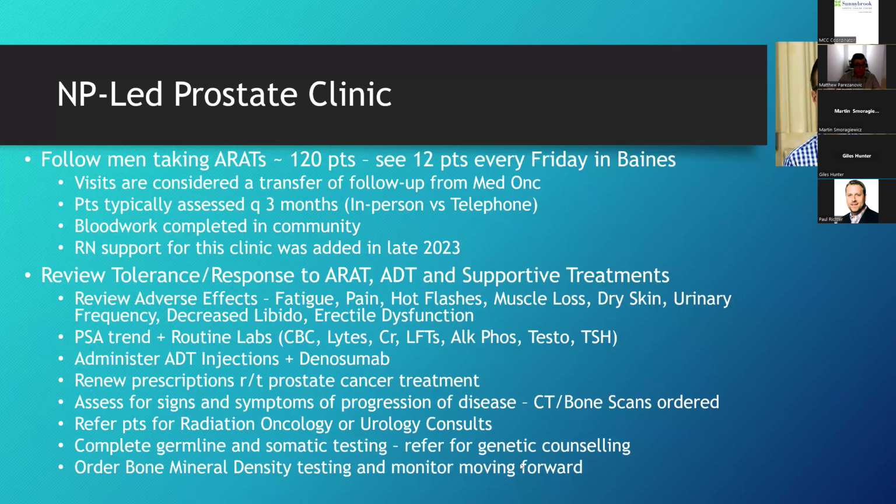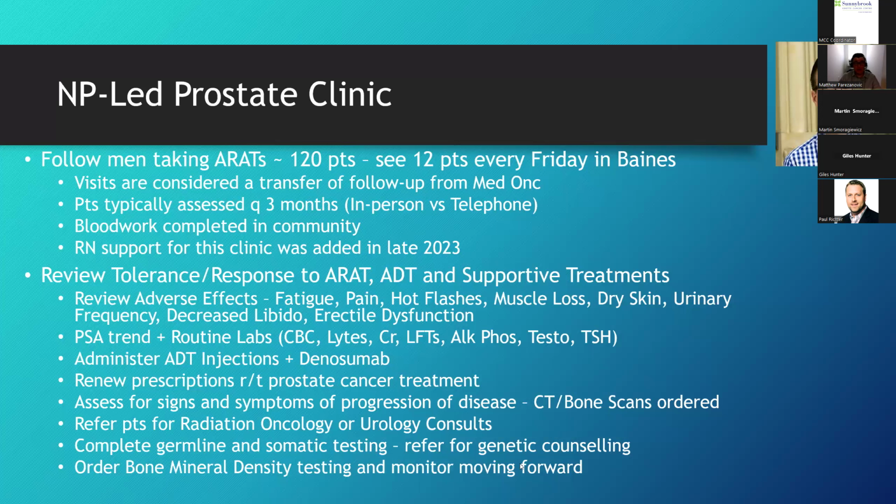We look at their PSA trend and routine labs, which is not just PSA, but their CBC, lytes, renal function, liver function, ALK phos, testosterone, and thyroid. We will administer the ADT injections and denosumab if the patient chooses to have them done in our clinic. Some do enjoy using the home programs that the companies provide, and also home care or their family physician. I renew their prescriptions, which is primarily focused on prostate cancer treatments.